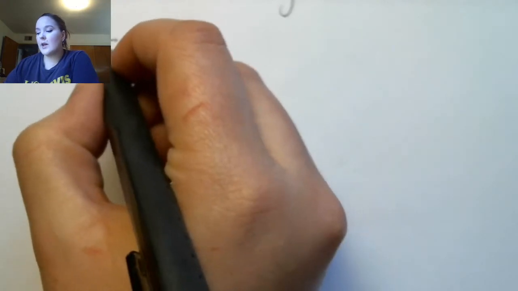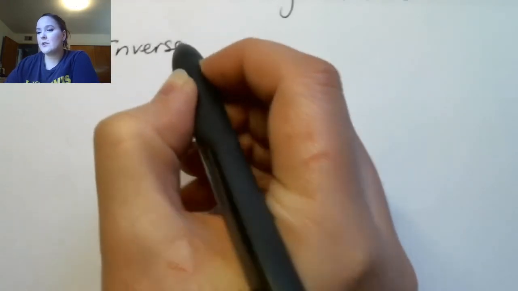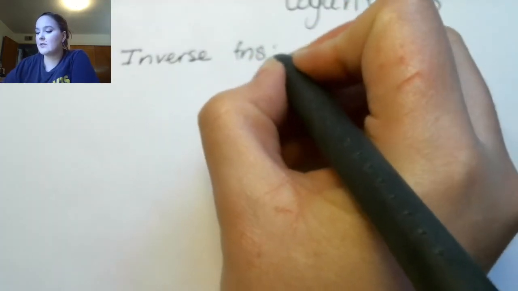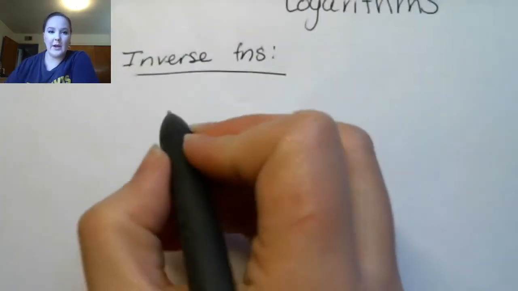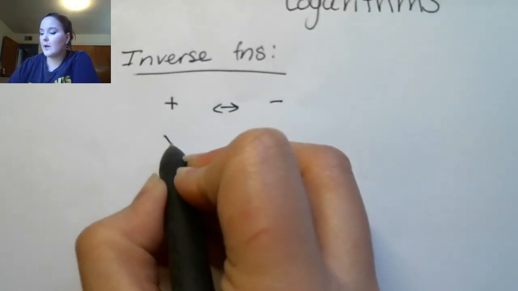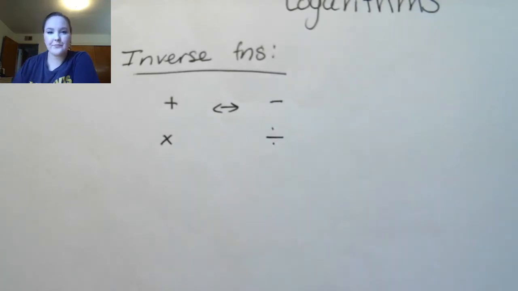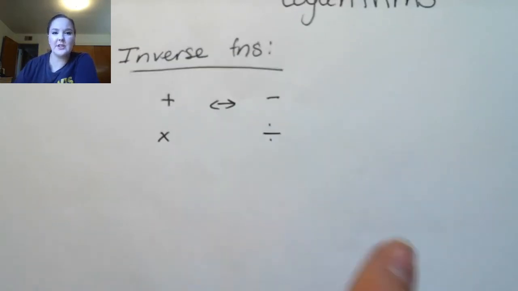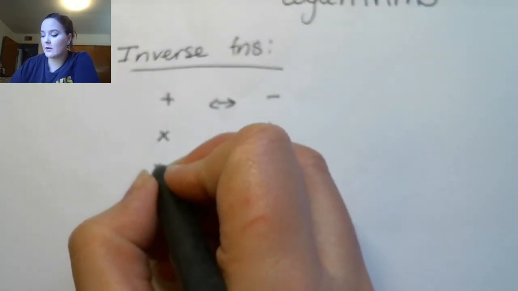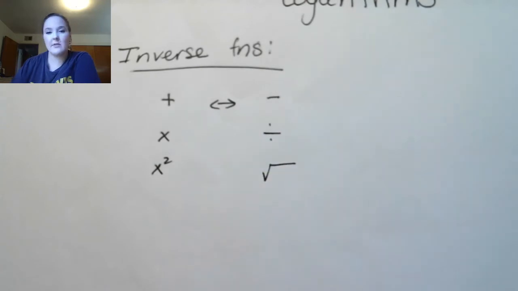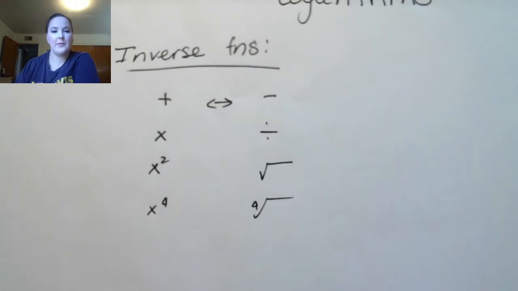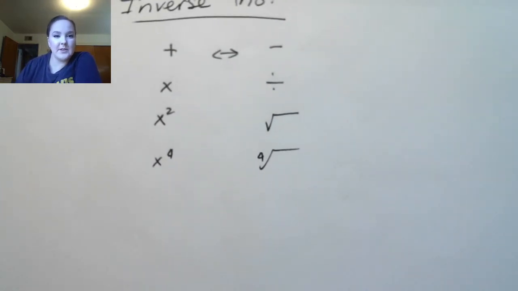Okay, so in the last section we talked about inverse functions, and we really talked about pairs of functions that are opposites. So if we think about it, our pairs were like plus and minus, multiply and divide. These are pairs of opposite functions. Then we had powers like squared and roots, or even bigger powers like x to the fourth and the fourth root. These were examples of opposites.